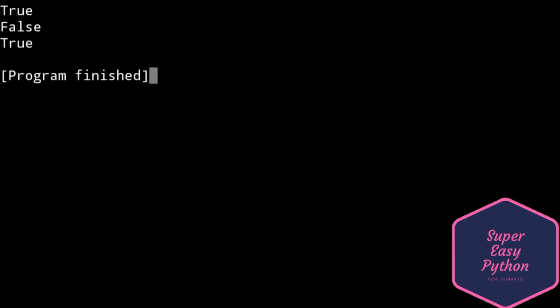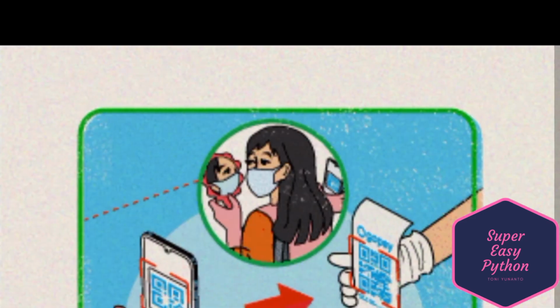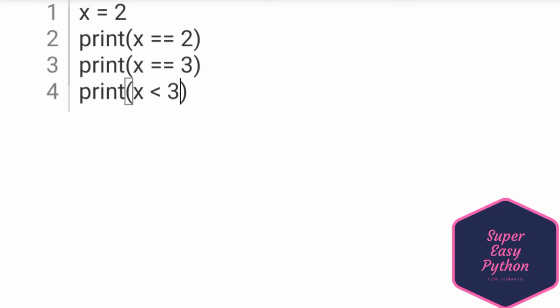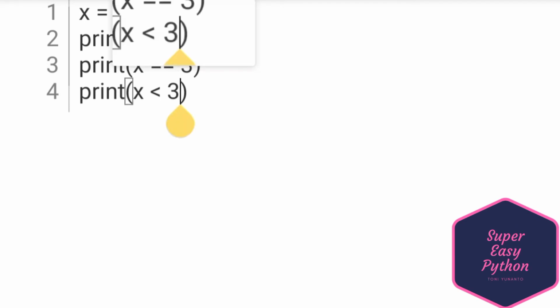Like this, friends? Yes. The first one, why is it true? Because yes, x equals to 2. And then the second one is false because x is not 3. The third, of course, 2 is less than 3. It is true. And the next, friends, we're going to use if statement.